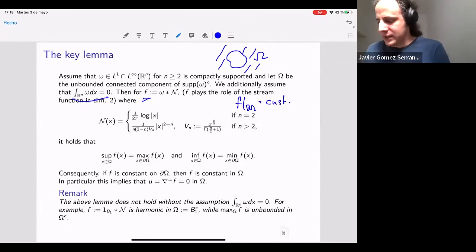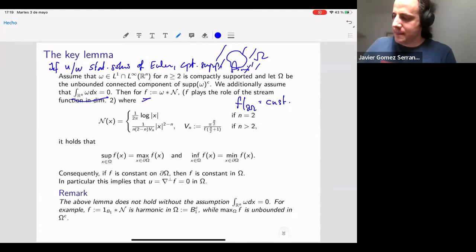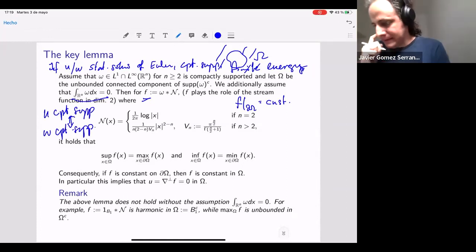And this is going to imply that U is 0 in omega. In other words, vorticity and velocity having compact support for stationary solutions with finite energy are equivalent conditions. So if U or omega are stationary solutions of Euler, compactly supported and finite energy, then U compactly supported is equivalent to omega compactly supported. Of course, one is trivial, but the other one was something that we weren't aware of and we couldn't find.